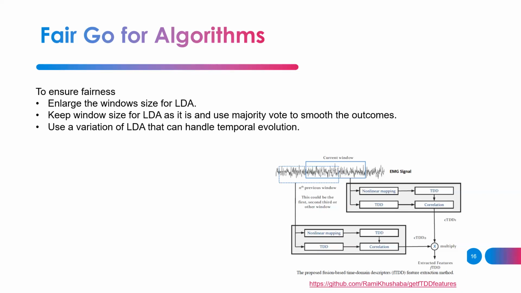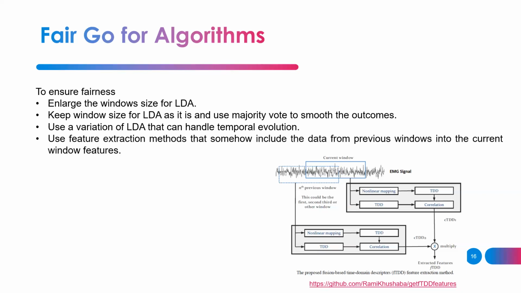Another alternative is to use a variant of LDA. People have been developing different versions of the classical LDA. I'm sure you will find a version that allows you to look at the temporal evolution as well, something similar to TCN, and compare the two of them in that case. Another thing that you can do is use a feature extraction method that, when extracting the features from the current window, also includes, let's say, the impact of the EMG signal from the previous window.